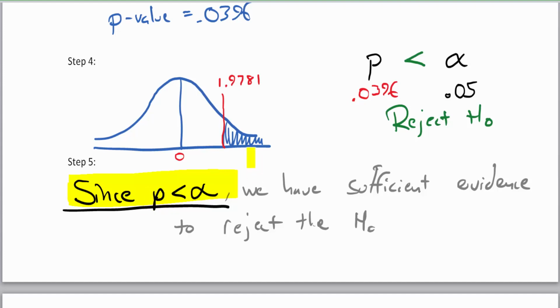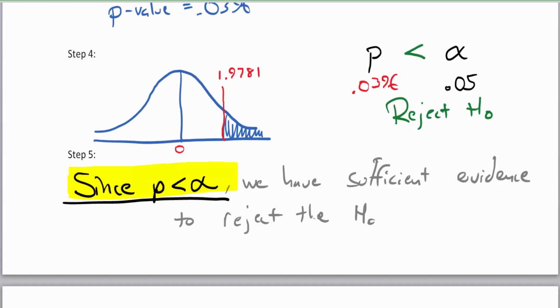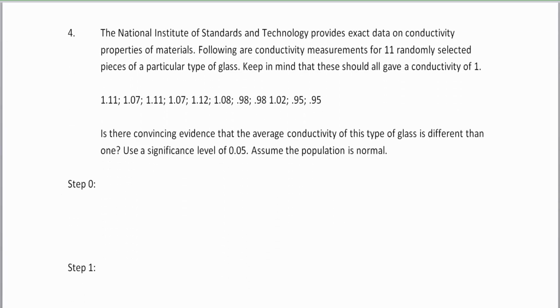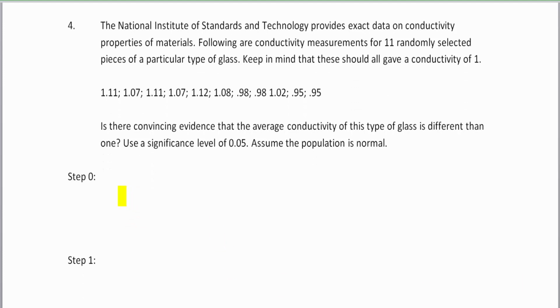This is the sufficient evidence. We had this event was more rare than making a type 1 error. So we're going to reject the null hypothesis. All right, so here's the next problem. And you'll see that I actually don't have a large amount of space in step 0, because we're going to use the data function on our calculator to help us out here.